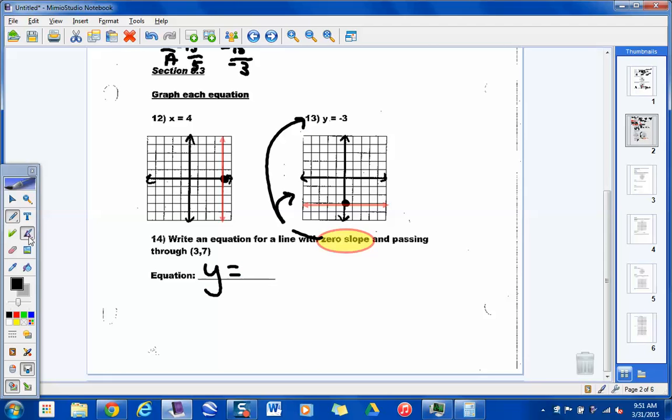You have to pass through the point 3 comma what? In that point, what is the y value? So I have to say y equals what there? Okay. You guys okay with that? Y equals 7. Okay. Second page of the test.